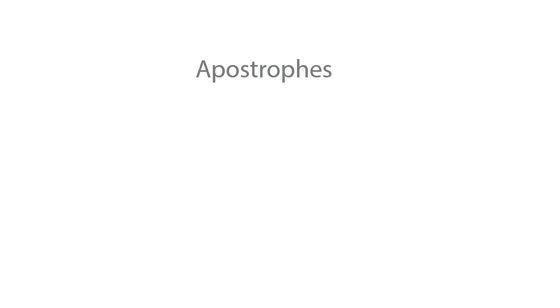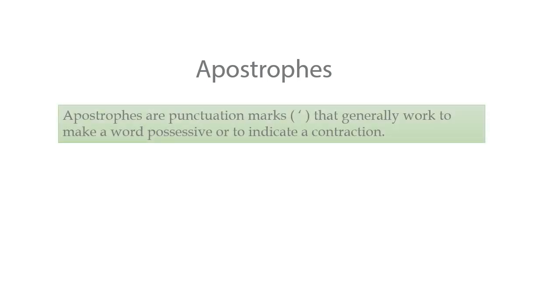Welcome to the lesson on apostrophes. This is not a long or complicated lesson, but there are a few tricky points where apostrophes can cause some problems. So we'll go over the rules and look at some examples of how to correctly use apostrophes. So first of all, an apostrophe is a punctuation mark that is used to make a word possessive or to indicate a contraction. So we'll take these in turn.